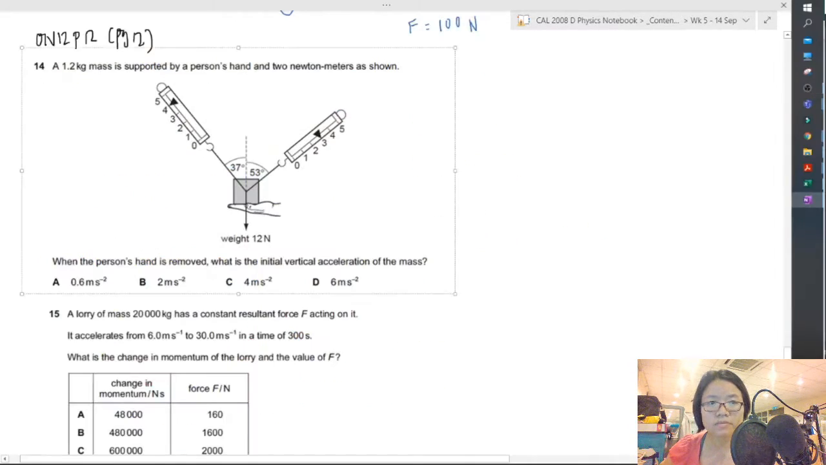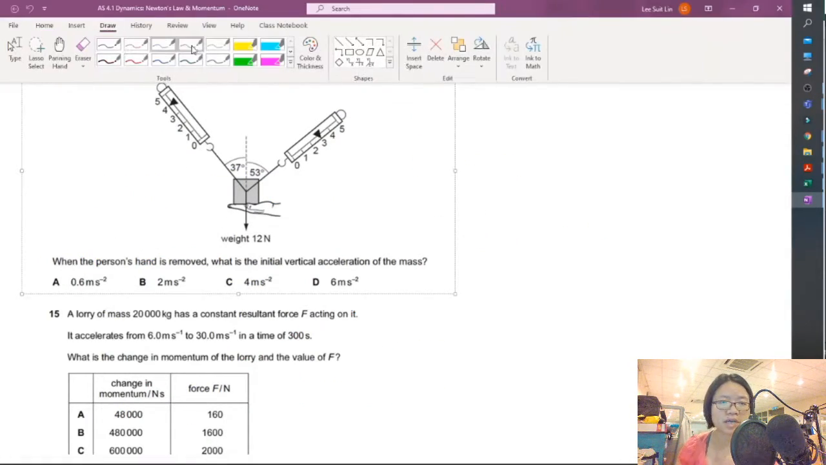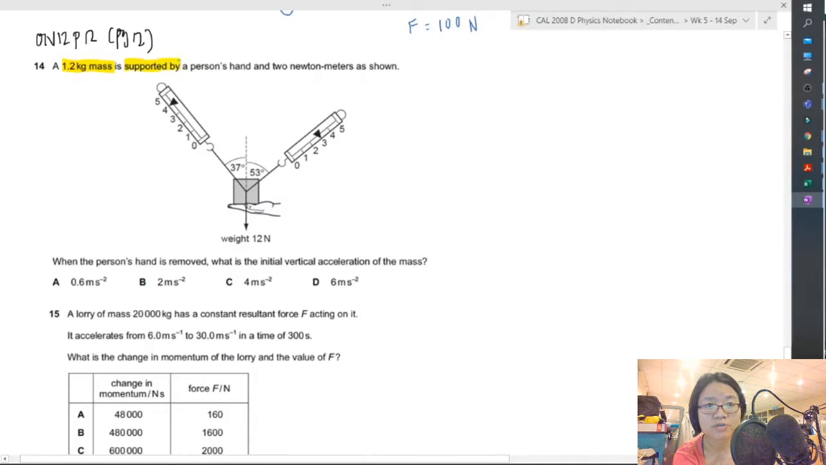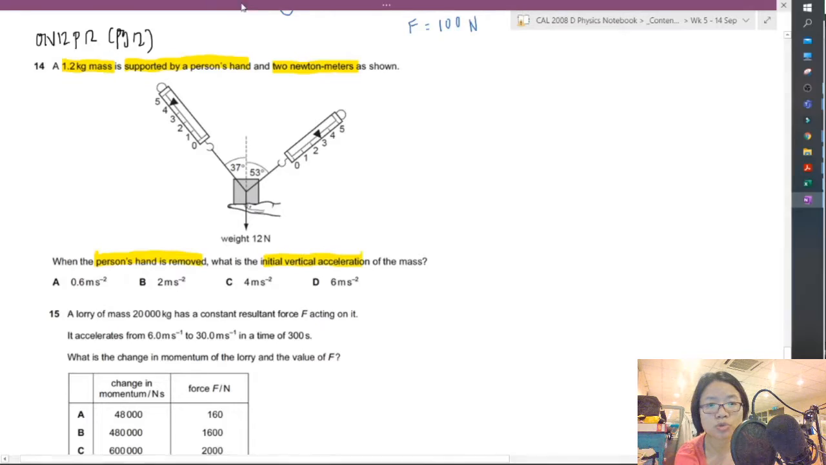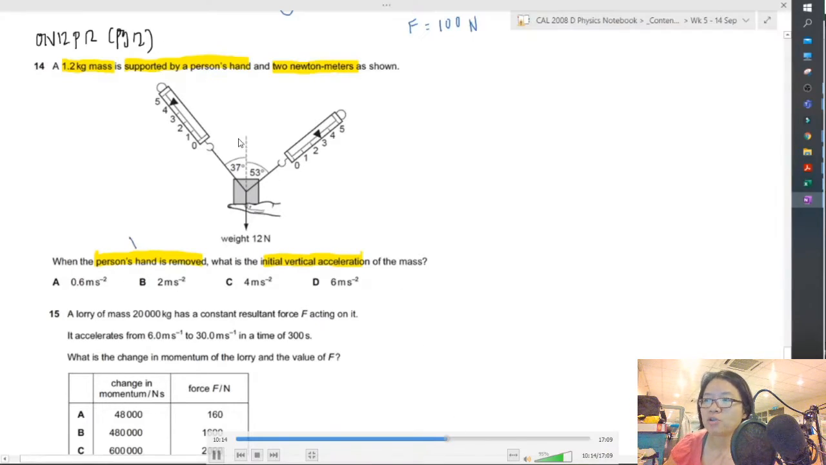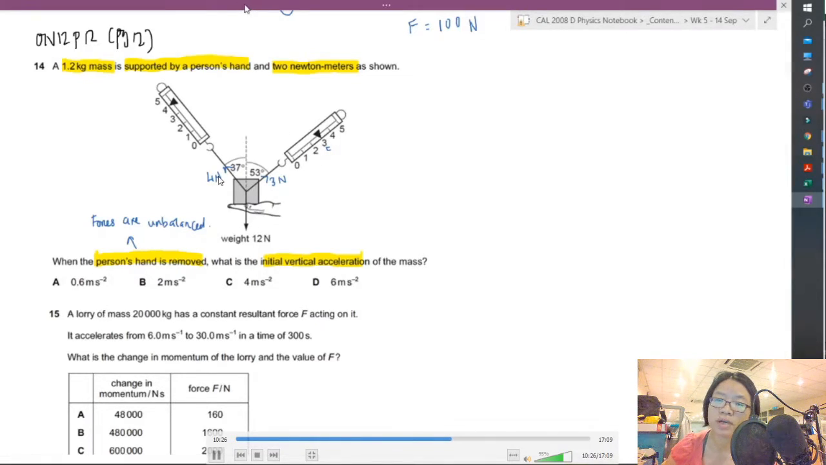Next question. Again, the year and the page number is noted there, so you find it yourself lah. So you have a 1.2 kg supported by a person's hand and 2 Newton meter. You remove the hand. What is the vertical acceleration? Once you remove the hand, the forces will then become unbalanced. So first things first, I'm going to label the force. This is 3 Newton. And then if I read this one is 4 Newton.